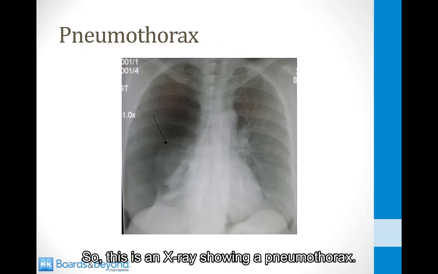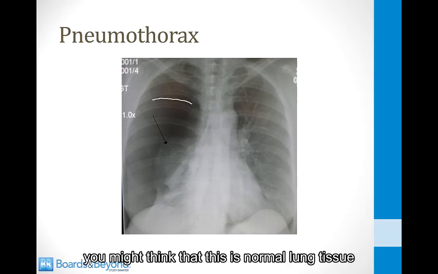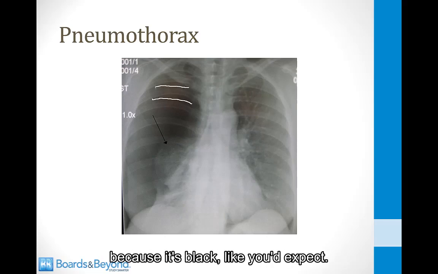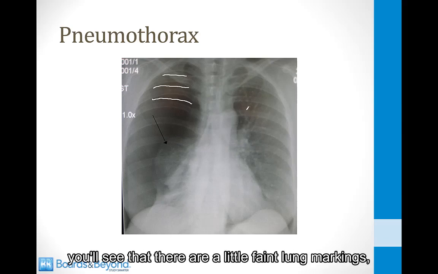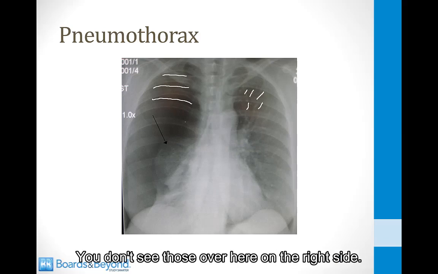So this is an X-ray showing a pneumothorax, and if you look here on the right lung over here, you might think that this is normal lung tissue because it's black like you'd expect. But look over here at the left lung. You'll see that there are little faint lung markings, these little white lines in the spaces between the ribs. You don't see those over here on the right side.